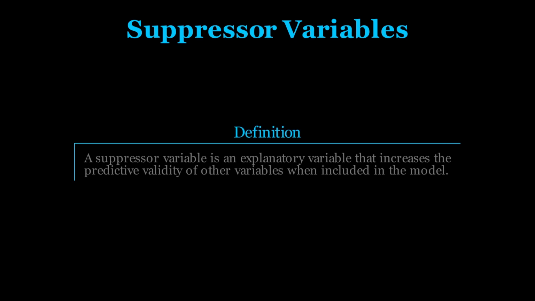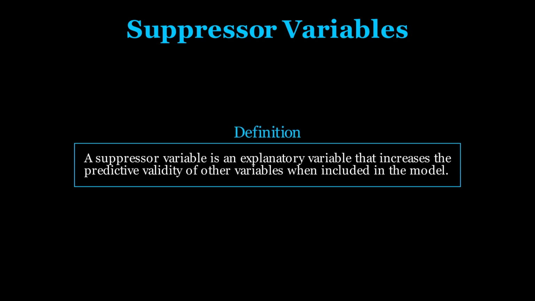Even when an explanatory variable is nearly a linear combination of the others, it can still provide valuable information. A suppressor variable is an explanatory variable in a regression model that increases the predictive validity of other variables when included in the model.